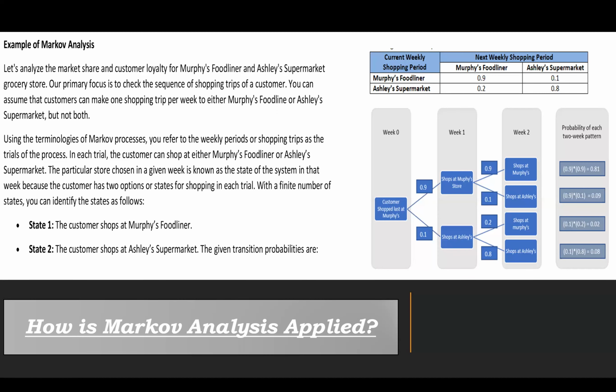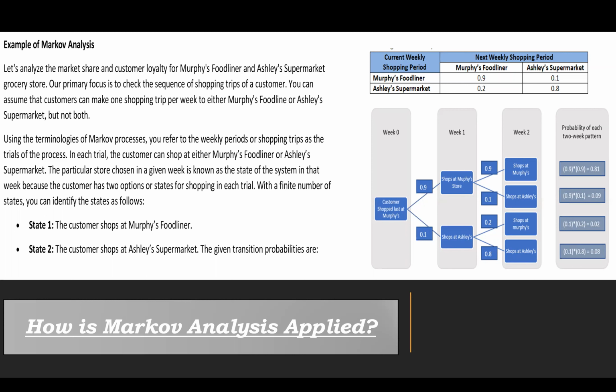Using the terminologies of Markov processes, you refer to the weekly periods or shopping trips as the trials of this process. In each trial, the customer can shop at either Murphy's Food Liner or Ashley Supermarket. The particular store chosen in a given week is known as the state of the system, because the customer has two options or states for shopping in each trial.